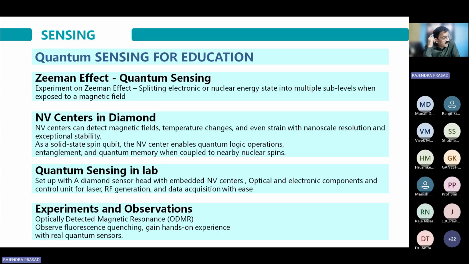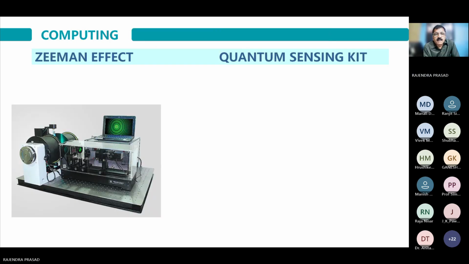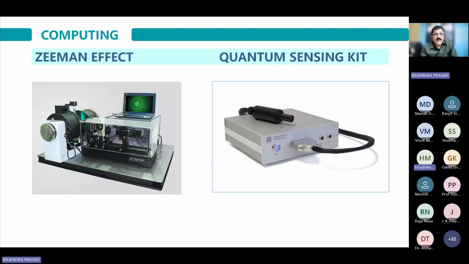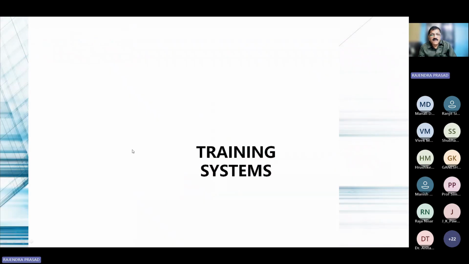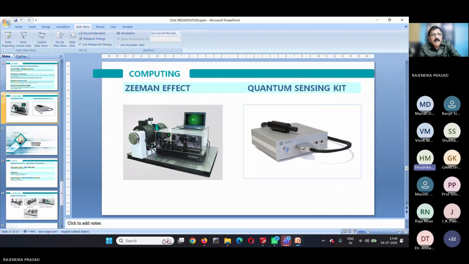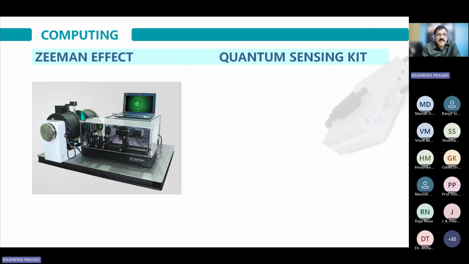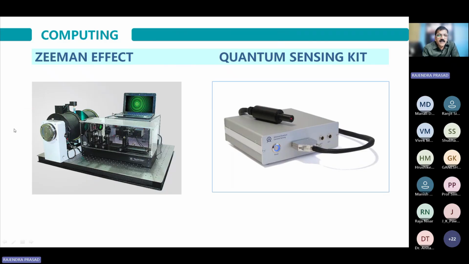But in ACT and NQM, they want you to understand at least the Zeeman effect. So the Zeeman effect apparatus is included in the list of equipment, and we also provide the same thing. This is the Zeeman effect apparatus, on my left, sorry. This is the Zeeman effect on the left, and this is a quantum sensing kit.